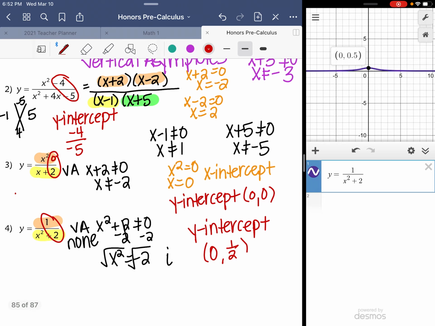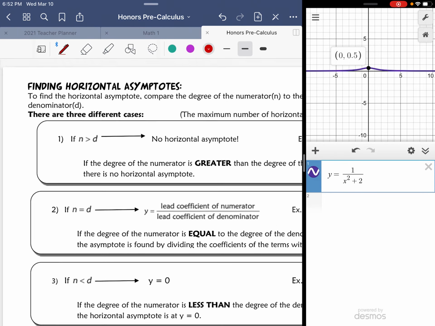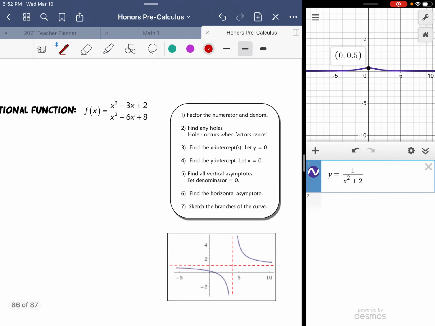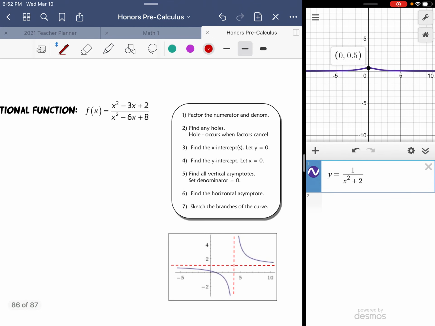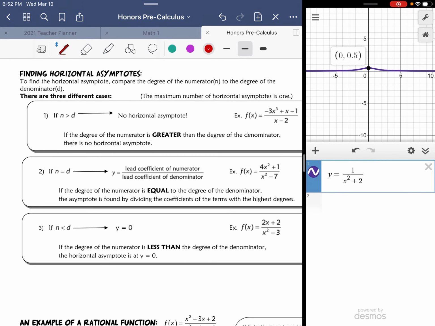All right, so just to kind of summarize here for a second, we have all of these pieces together. So the first thing we're going to do is factor your numerator and your denominator. You're going to cancel out any holes, and then you're going to look for your x-intercepts and your y-intercepts. Anything that's left over in the denominator is going to be a vertical asymptote. So what we need to do now is talk about the last thing, which is a horizontal asymptote.